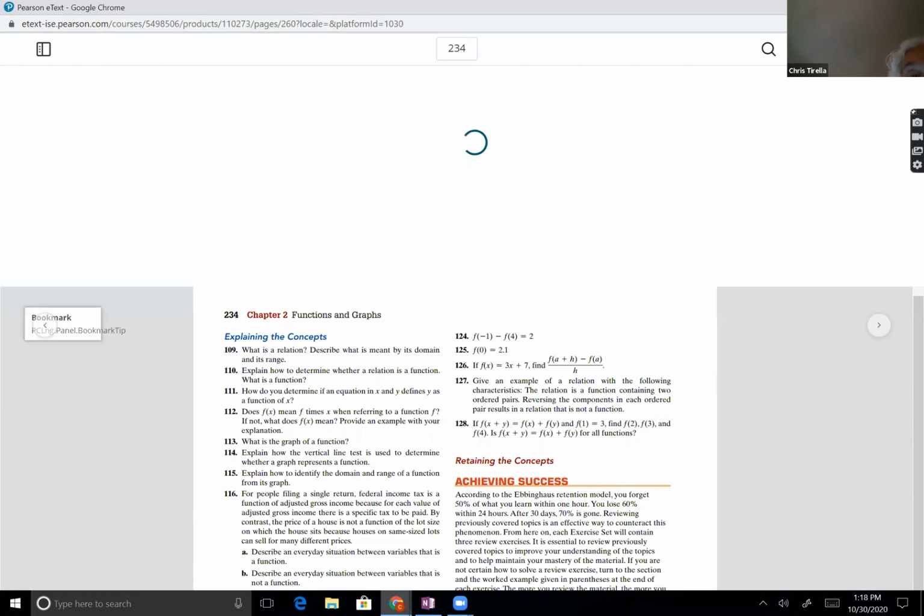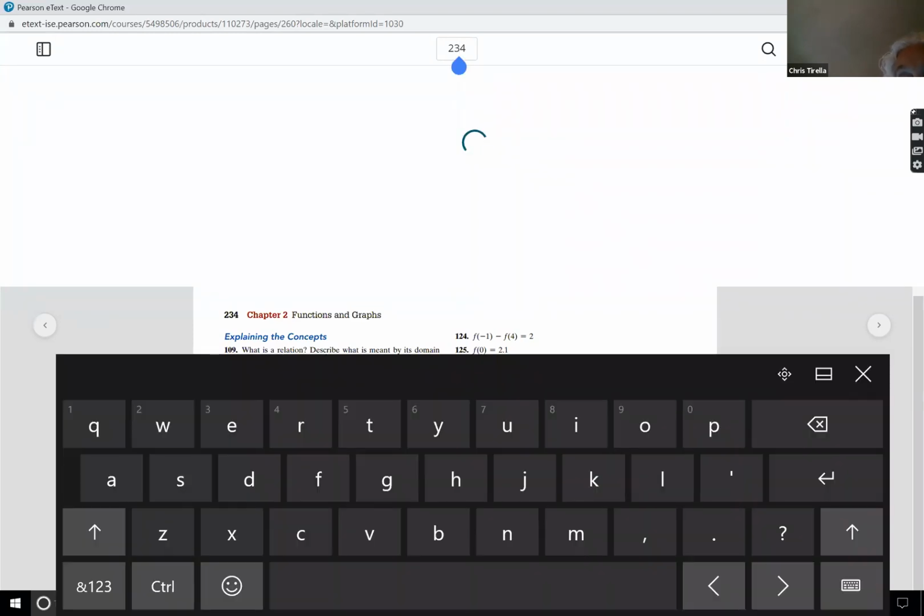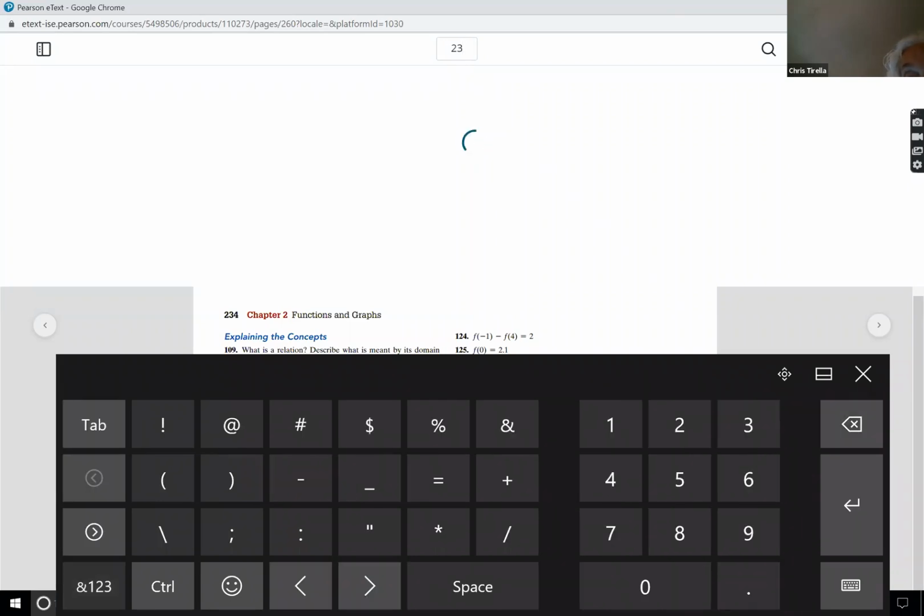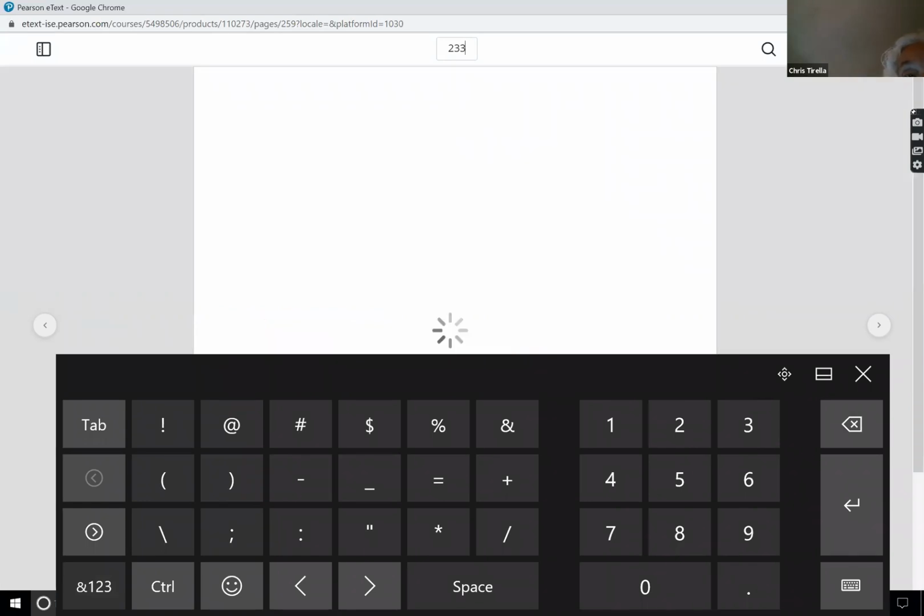Oh dear. It's freezing in here. I think it was on page 233. Yeah, one more, 232.